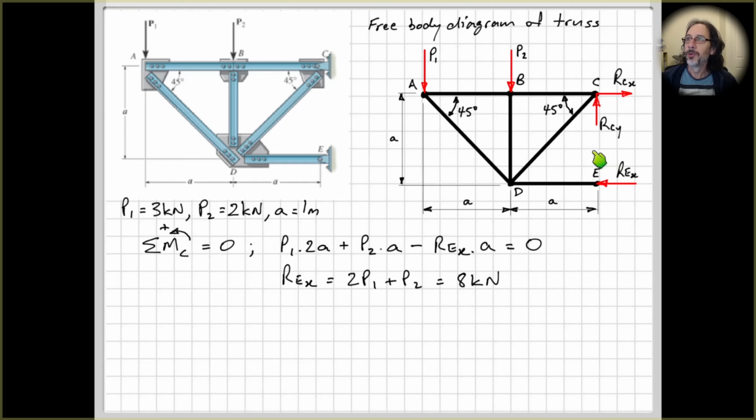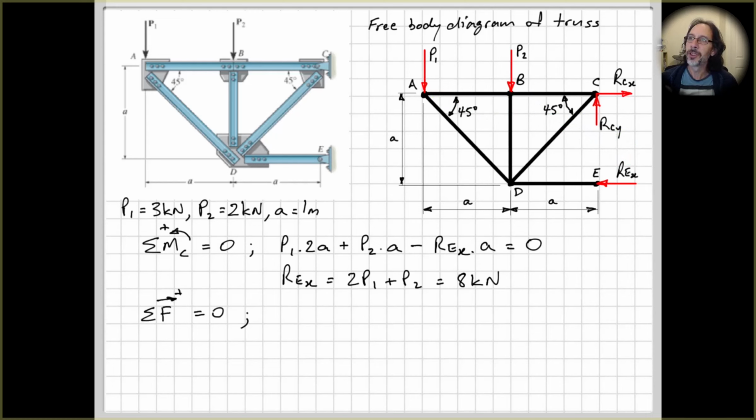In this problem, we could have actually used one of the force equations to find something straight away. We could have used sum of the forces in the vertical direction because the only unknown in the vertical direction is RCY. So we could have just done RCY equals P1 plus P2. But anyway, let's have a look and see what I did next here.